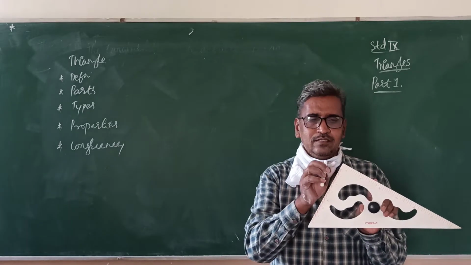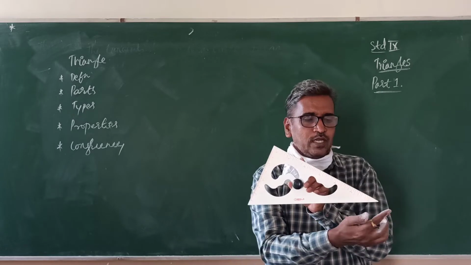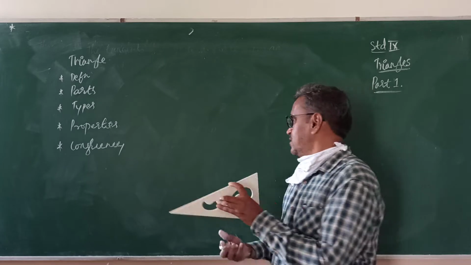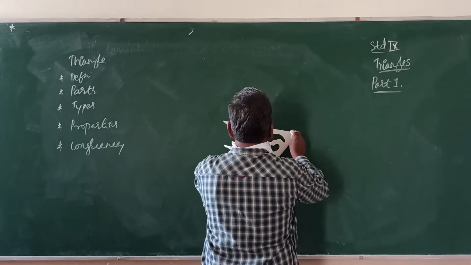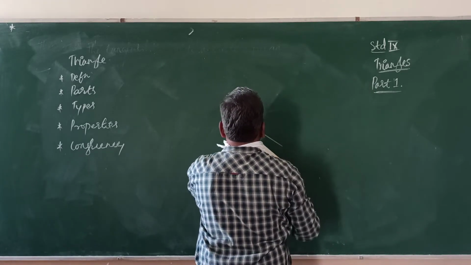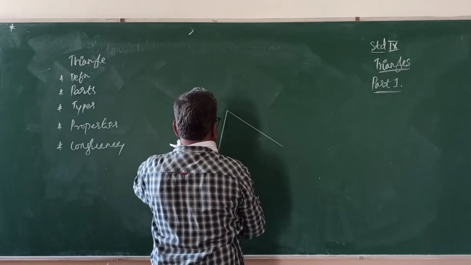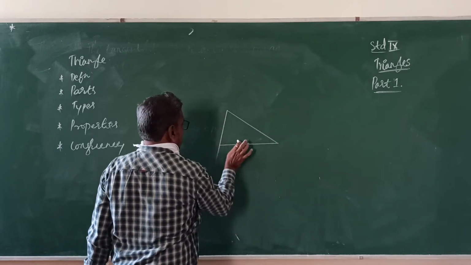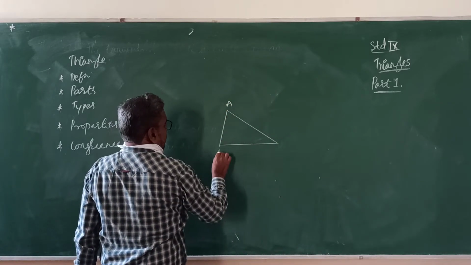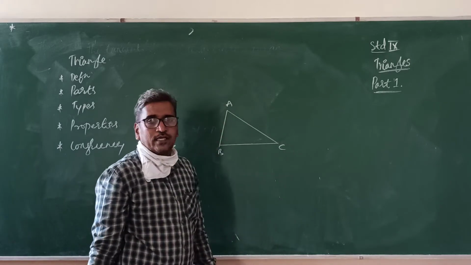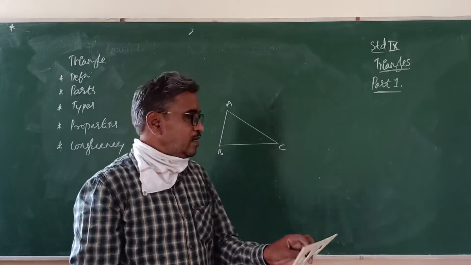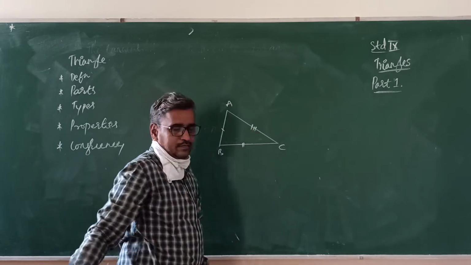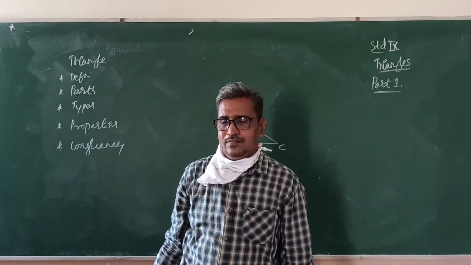A triangle has 1, 2, 3 points. These are called vertices. A, B, C are called vertices of a triangle, and these are the sides of the triangle. Then what is a triangle?